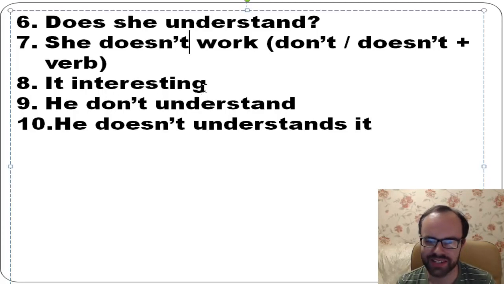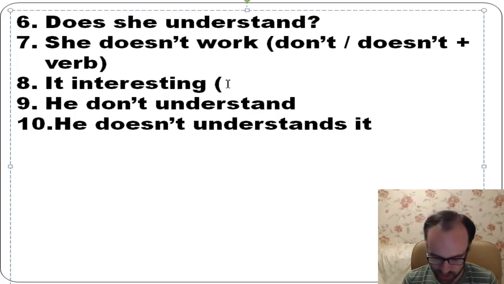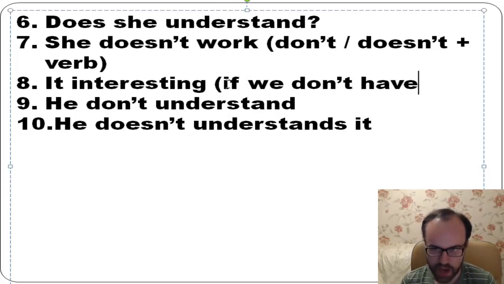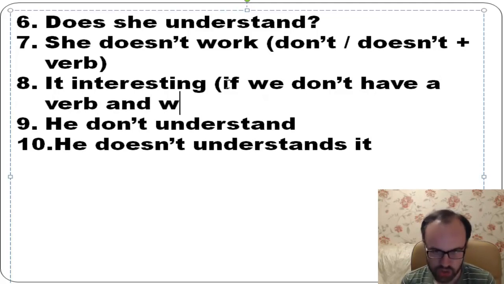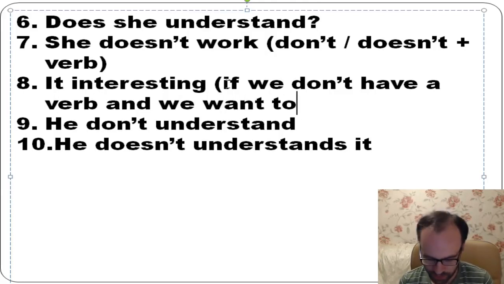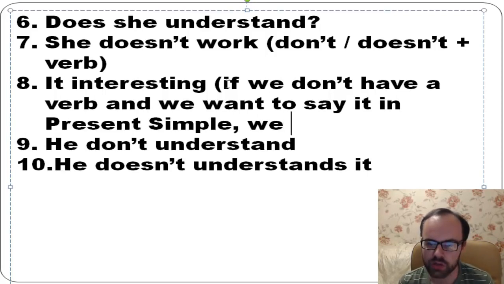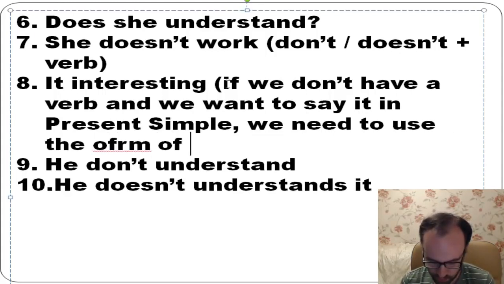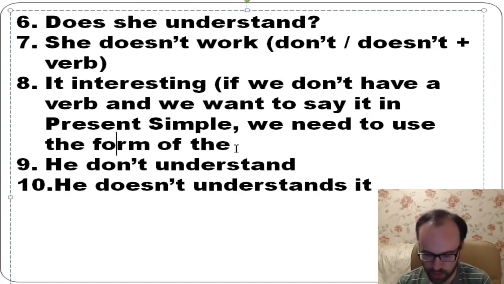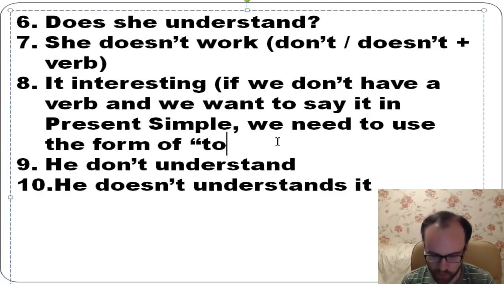Next: it interesting. Many students say it this way, it interesting. We need to add one more word. There is a rule, I think you know this rule. If we don't have a verb like go, buy, see, and we want to say it in present simple, we need to use what? The form of the verb to be. So what is it? I am, it is.